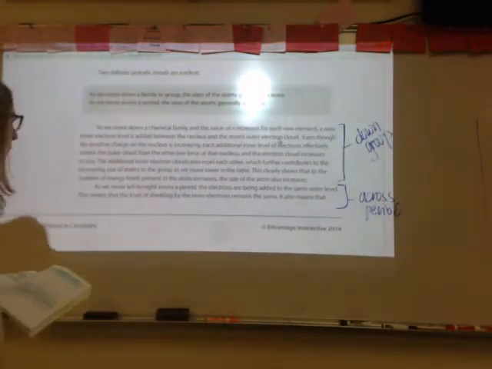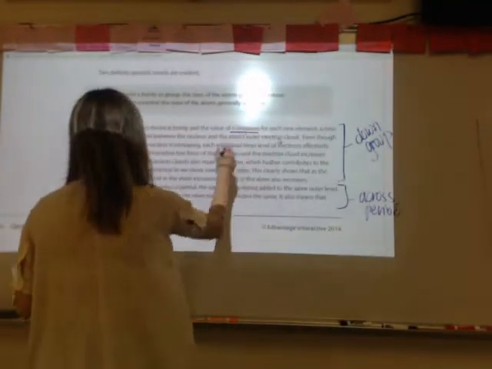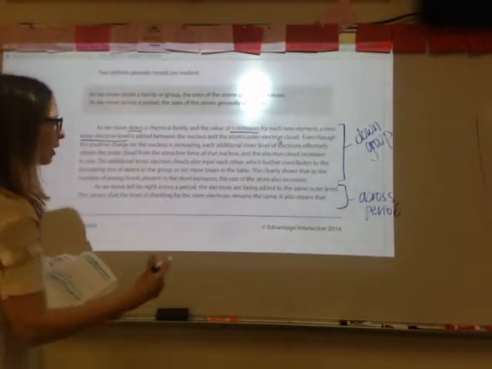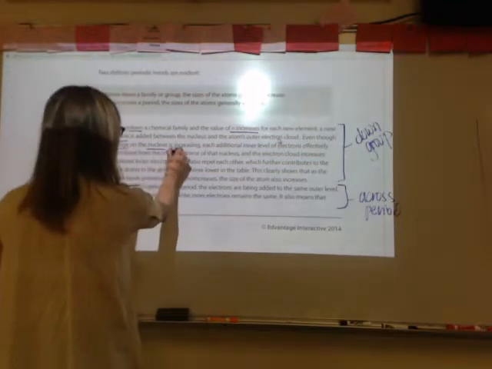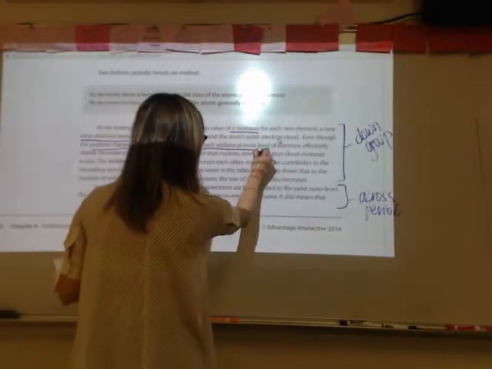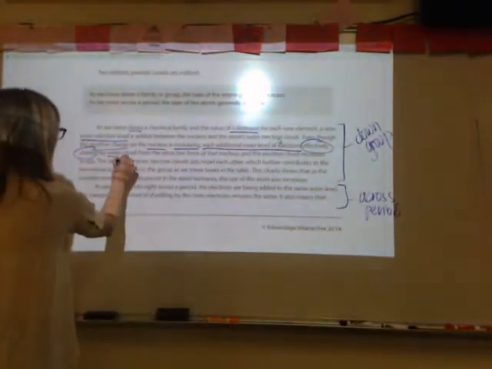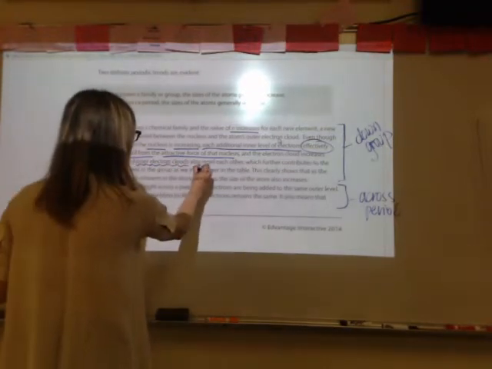So let me explain. As you go down a group or a family and your n is increasing, you're adding an inner electron level between the nucleus and the outer electron shell. And even though the positive charge in the nucleus is increasing, each additional inner level of electrons effectively shields the outer cloud from the attractive force of the nucleus, and that is what is causing your atom to get larger and larger and larger. And these inner electron clouds are repelling each other, which makes your atom even larger.